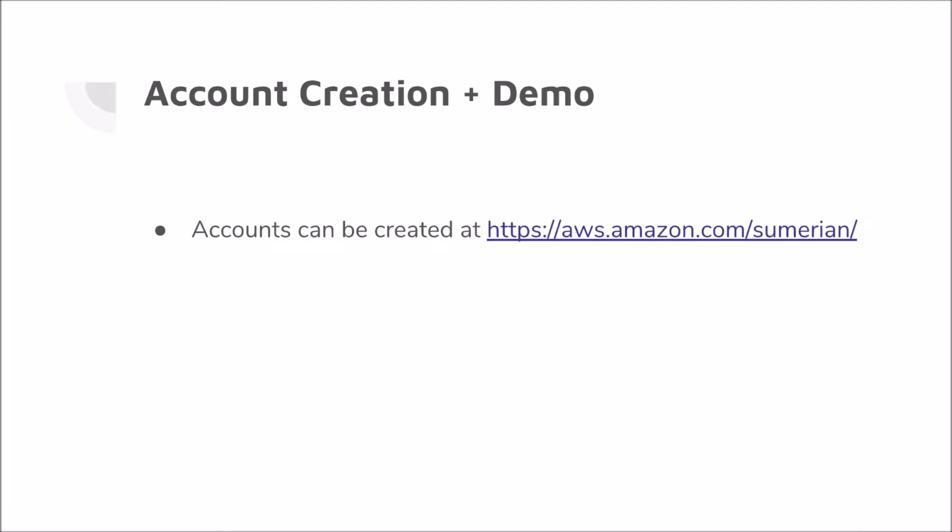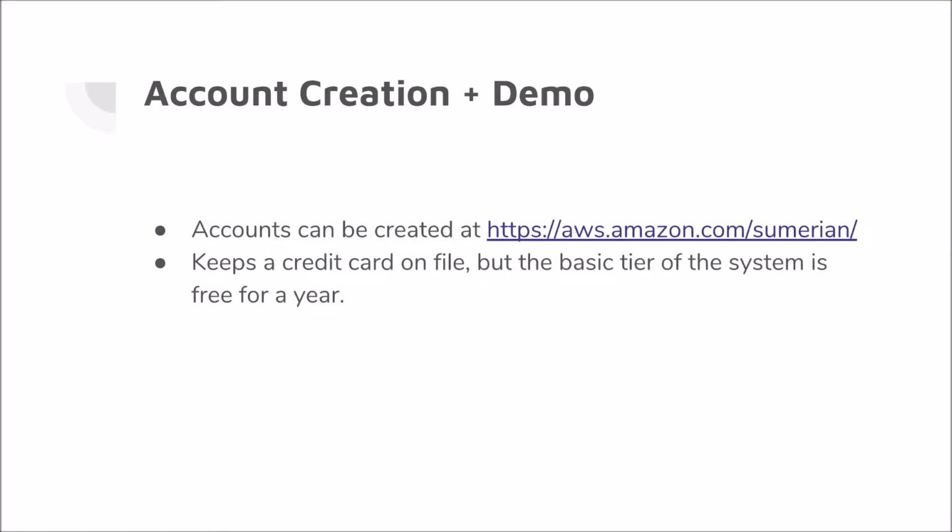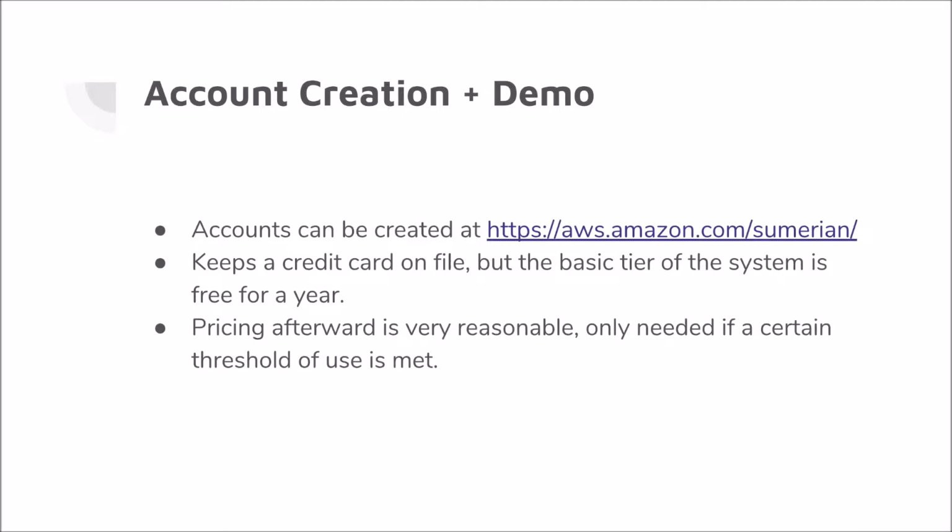To create an account, users can go to https://aws.amazon.com/Sumerian. I'm not going to show you how to do this because it does require you to put in credit card information, but the basic tier of the system is free for a year. Pricing afterwards is very reasonable, and it's only needed if a certain threshold of use is met.